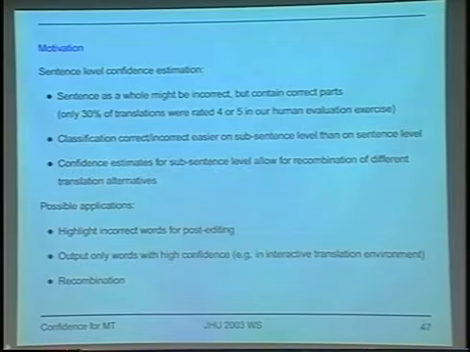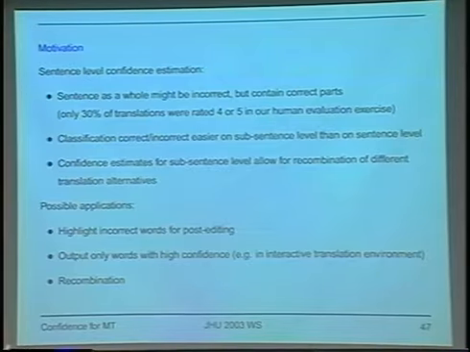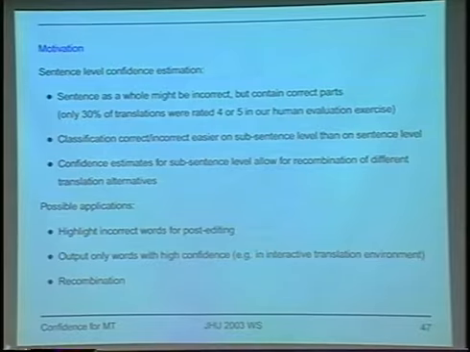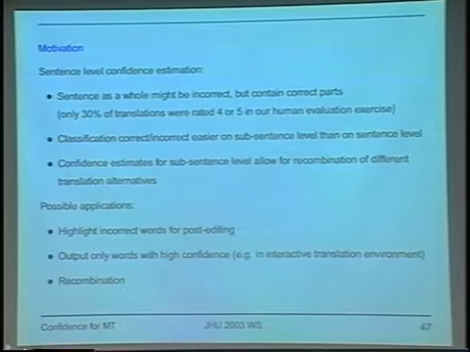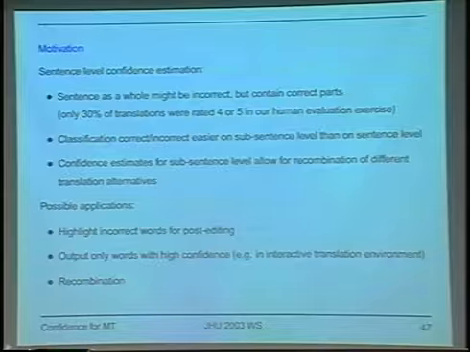So first of all, the motivation. If we want to do sentence level confidence estimation, we have the problem that the sentence as a whole might be incorrect, but it might still contain some correct parts. So we want to be able to identify those correct parts, even if the sentence as a whole is not correct. And we performed a small human evaluation exercise that Alex is going to talk about later. And there only 30% of the translations were rated 4 or 5, where we had an error scale from 1 to 5, and 5 was top, and only 30% were rated acceptable by the user.